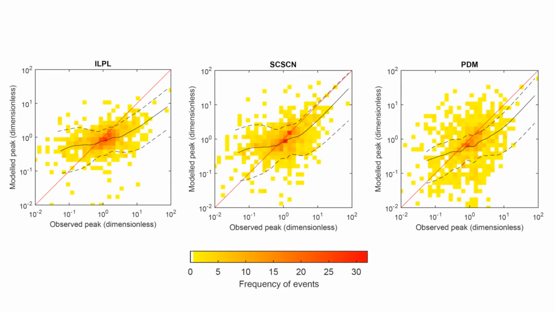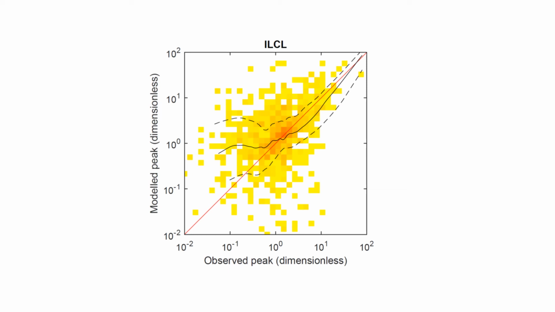As may be expected, all models were unbiased for the range of events usually observed. But as the events got bigger, so the bias got bigger, with initial proportional loss, SCS-CN and PDM all underestimating the modelled flood peak. Only initial continuing loss remained unbiased for large events. So in extrapolation, the initial continuing loss model was best.